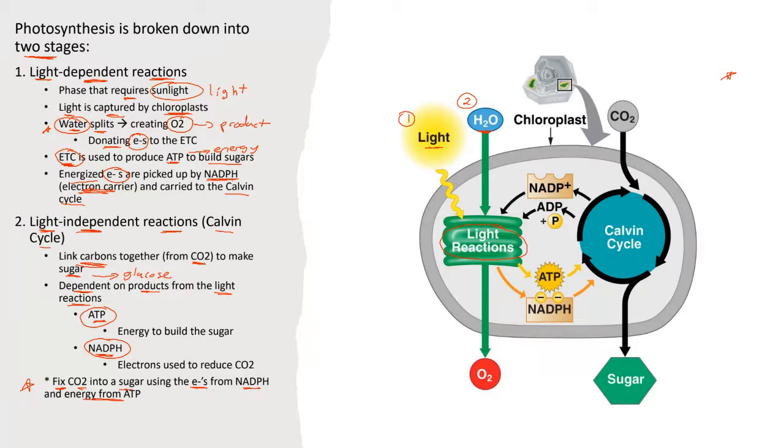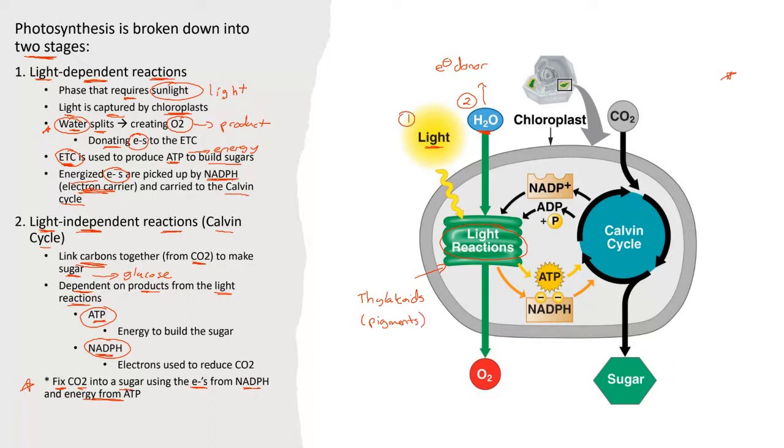So in the light dependent reactions, we need light and we need water. Water is going to donate the electrons. I'm going to put it here so it sticks: it's going to be the electron donor. This is going to happen in the thylakoids. These green things here are the thylakoids. Here's where we're going to find the pigments.